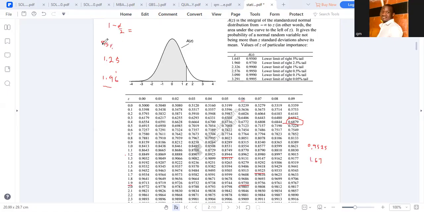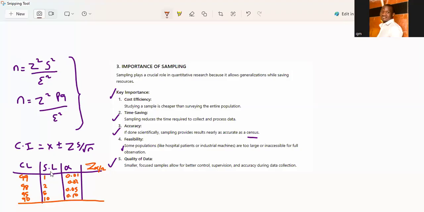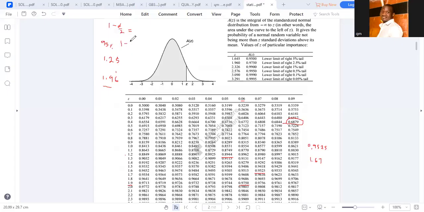I hope you know the alpha. 99% is 1%, so 0.01. 98% is 2%, so 0.02, the alpha. 95% is 0.05, which is alpha. 90% is 10%, which is 0.10. So what is the alpha for 95%? 0.05, isn't it?